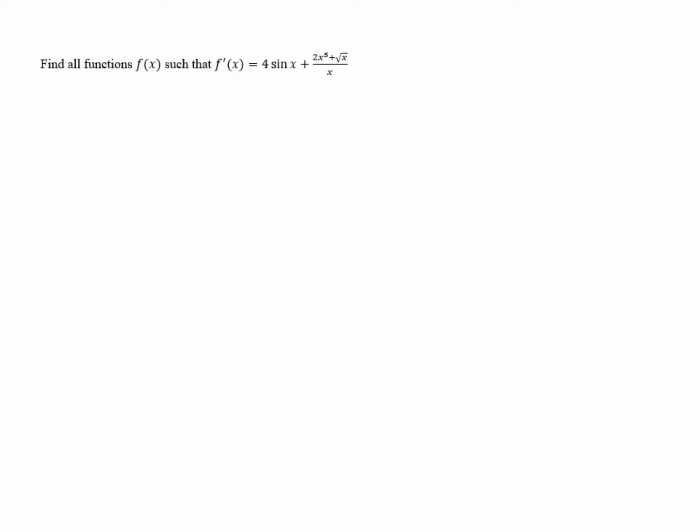And we've mentioned earlier in another example that when we have a function that has multiple terms and we want to find the antiderivative, we can find them term by term. But here's the thing, this thing in the middle can also be split up into two terms, and we can do some simplifying here. So let's look at that. We can rewrite our derivative as 4 sine of x plus 2x to the fifth over x plus root x over x. And we can even simplify those fractions.